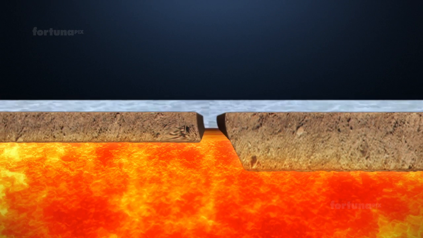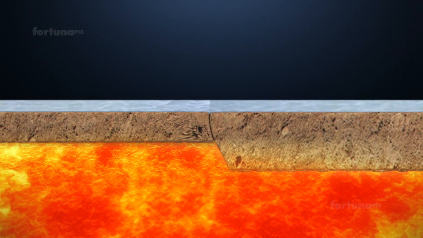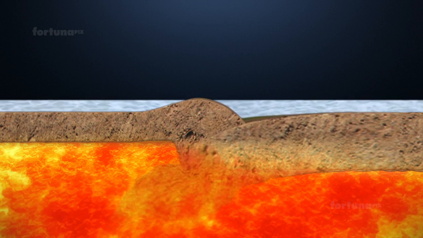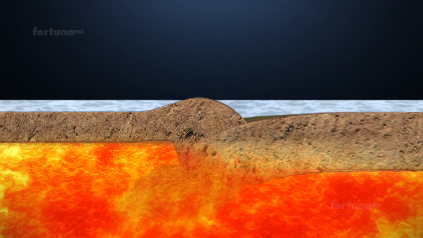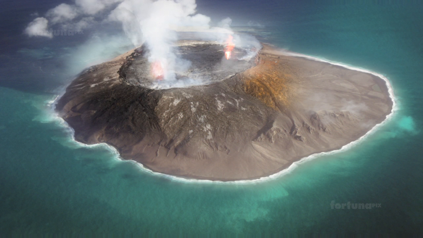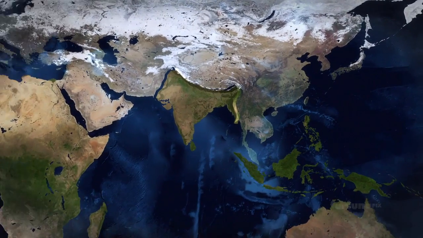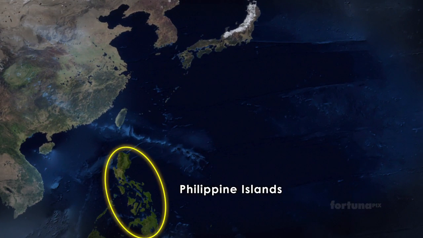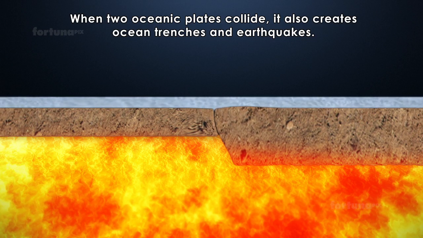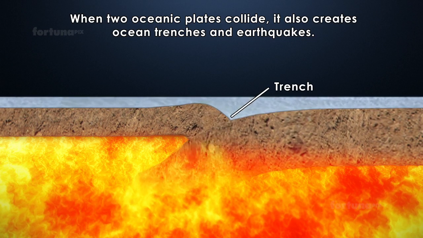When two oceanic plates collide, the older plate, which is also a denser plate, will subduct beneath the younger plate and melt into the mantle. The molten magma will rise up and erupt. This type of collision will create an island arc, a line of volcanoes in the ocean. The Philippine Islands near Japan are due to the collision of oceanic plates. When two oceanic plates collide, it also creates ocean trenches and earthquakes.